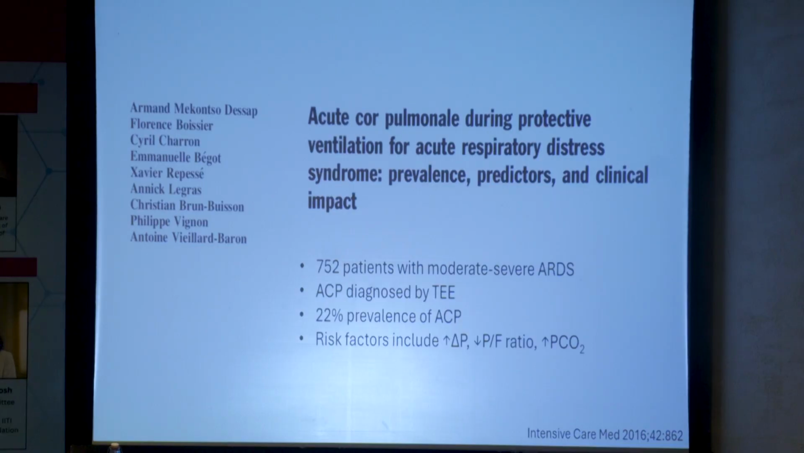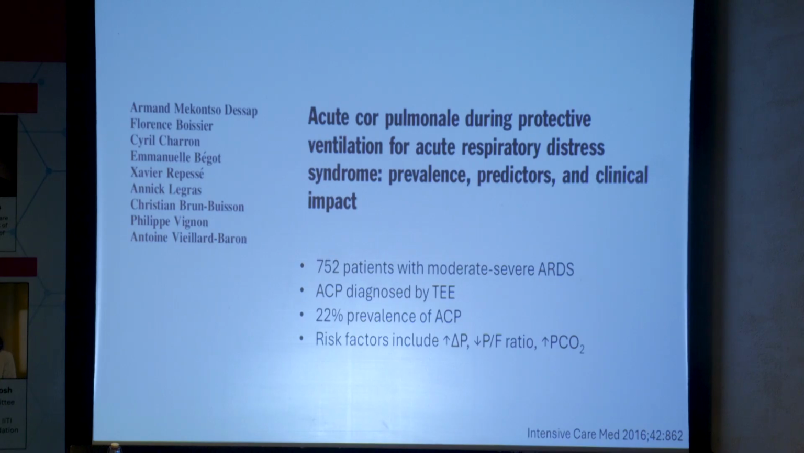Why would we consider that? Because right heart failure, acute cor pulmonale, is a real phenomenon with ARDS. It's a real phenomenon with COVID ARDS as well as other forms of ARDS. This is a paper from 2016 showing 750 patients who all had formal TEEs at the time of their diagnosis. 22% of them had echocardiographic diagnosable right heart failure. And the risk factors for that include hypercarbia, high driving pressures, hypoxemia, low P to F ratio, all things obviously that you see in ARDS.